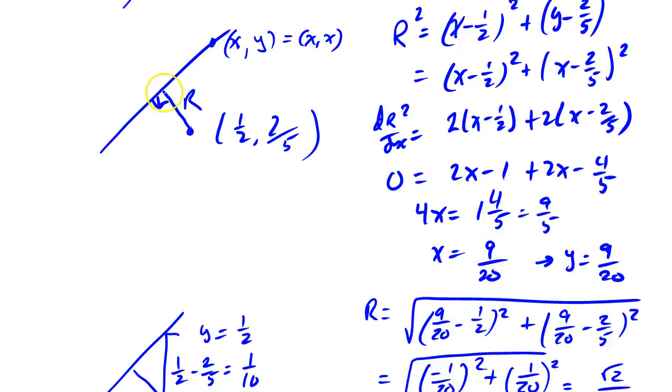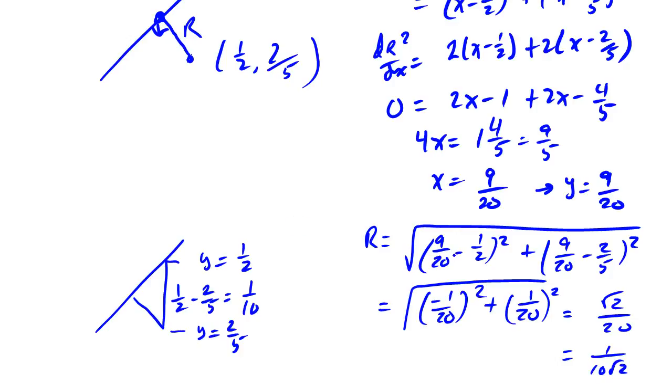Since I'm on the line, that's this point right here, the x and the y coordinates have to be the same. Now I plug that back in and find that the distance is the square root of this plus that, which is this, which turns out to be radical 2/20, which is the same as 1/10 radical 2. And as soon as I saw that, I thought, dang, there's probably a lot easier way to do this.